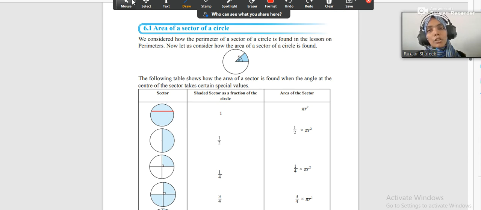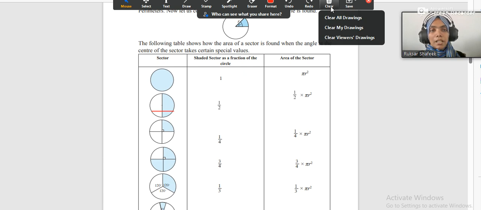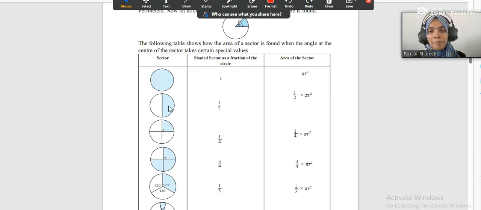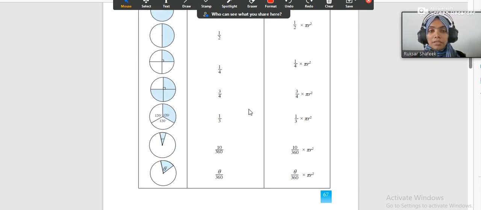To find the area of a circle, we know it's pi r squared, and if it's a semicircle, though this is a diameter, we can still say there are two radii because it's from the center. So it's a sector as well. To find the area of the semicircle, you have half pi r squared. If it's a quarter circle, or 90 degrees, we can say one quarter pi r squared.